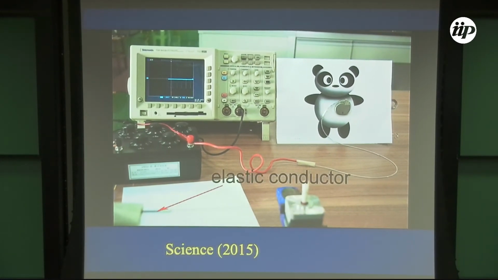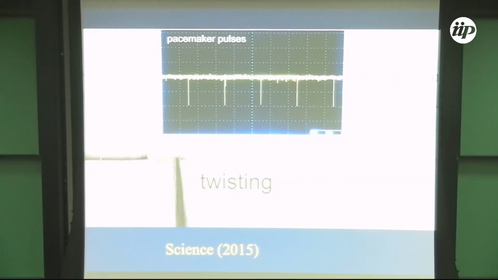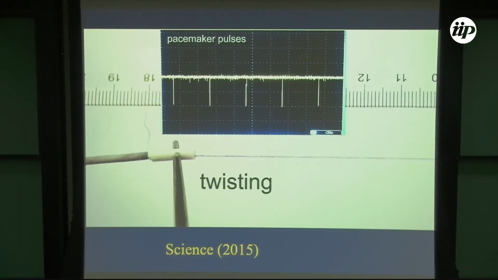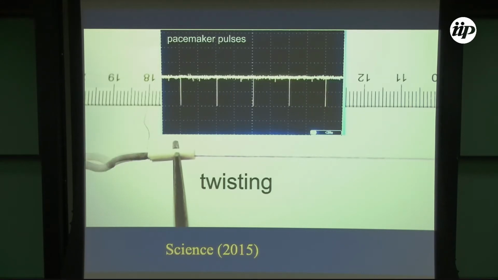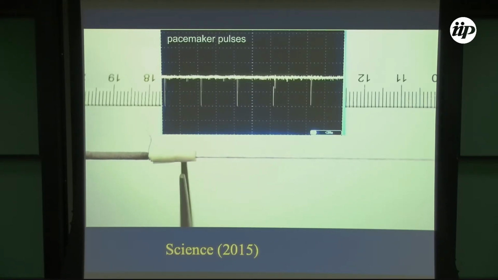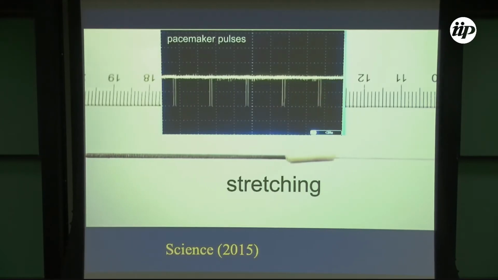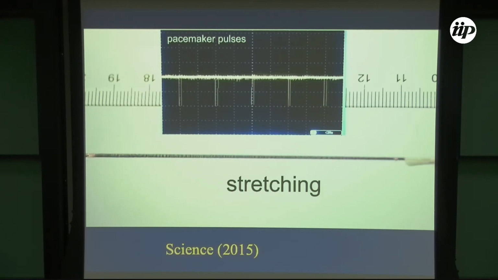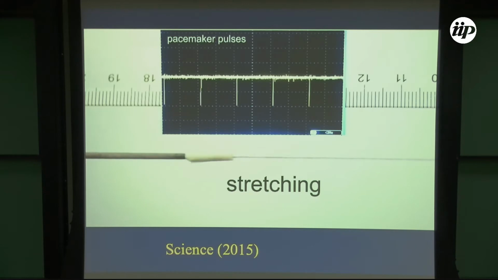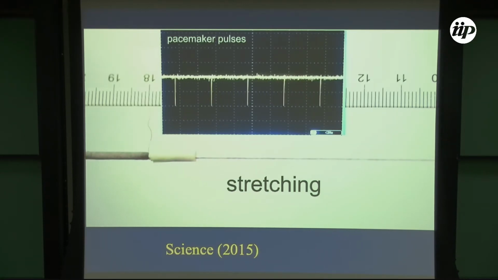So you see, we are stretching the structure. We can twist and stretch, the conductivity doesn't change. You can bend, the conductivity doesn't change. You can curl the structure, the conductivity doesn't change. So if you remember basic physics, it's difficult to explain, because if you change the cross-section of the conductor, the conductivity should change. But here I'm changing the dimension of the structure and nothing happens.